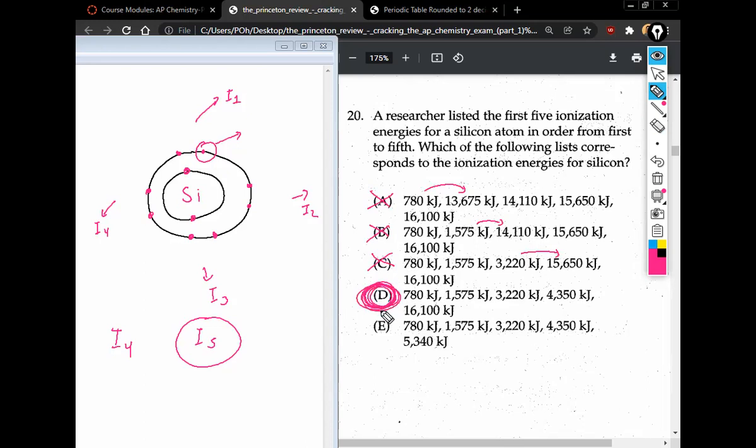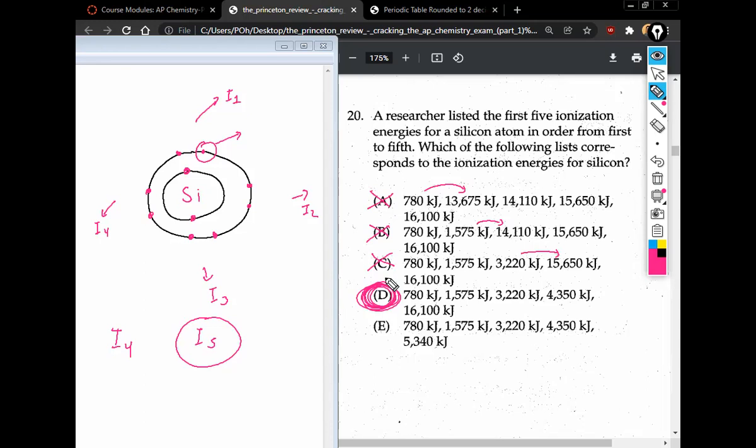And this is actually a pretty common type of question you'll see on the AP test, where they ask about ionization energies and the biggest jump. Like you guys said, it's when you go from the outside to the inside, that's where you'll see the biggest jump between ionization energies.